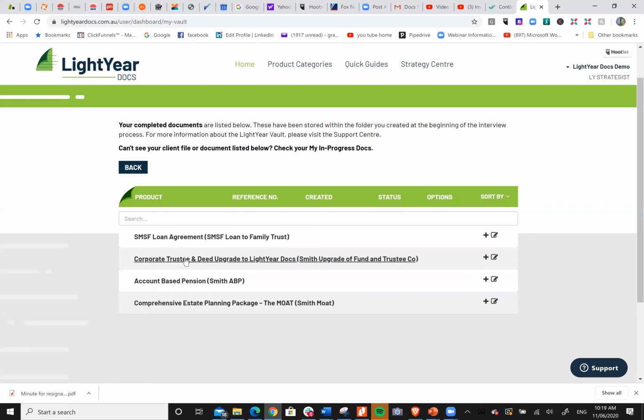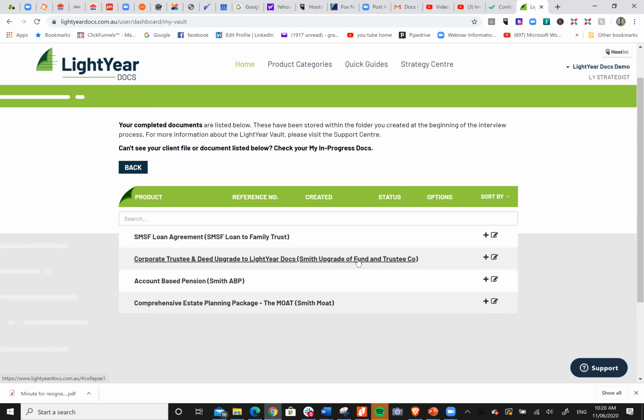You can see here the corporate trustee did upgrade to LightYear docs, which, if you haven't gone through that process, I met with a group the other day who hadn't done it since 2007. Can you believe the deeds were last upgraded then? People ask me how often you should upgrade. Forget what Grant says, the Commissioner says it needs to be upgraded regularly, having in mind all the benefits of the members as well. So I'd go every 2 or 3 years.